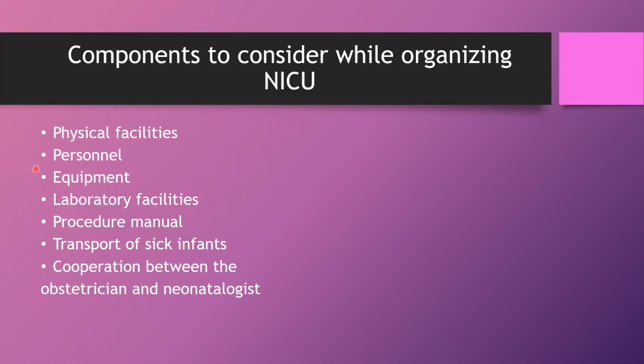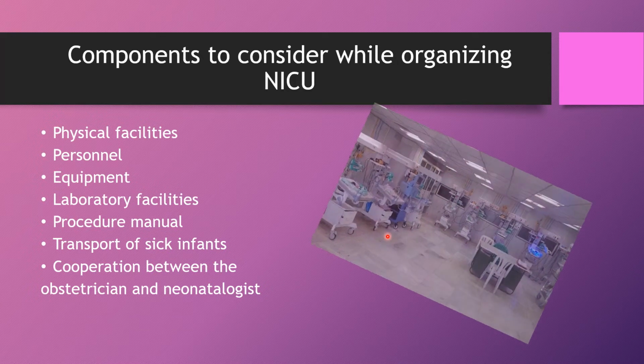Then personnel, that is the staffing pattern inside the NICU. Then the equipments which are used in the NICU. Then laboratory facilities like blood tests or hemoglobin level; inside the NICU, there will be laboratory facilities. Then procedural manual to do procedures or shifting the newborn. Transport of sick infants, cooperation between the obstetrician and neonatologist. These are all the components we will discuss one by one in detail in the further slides.